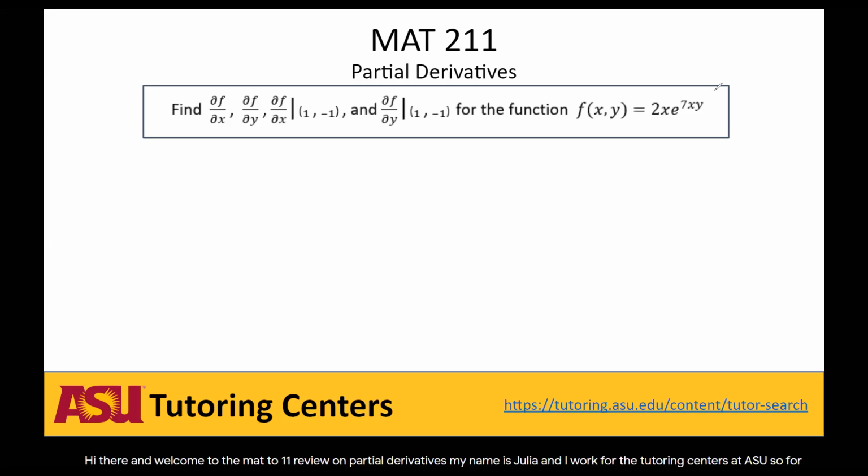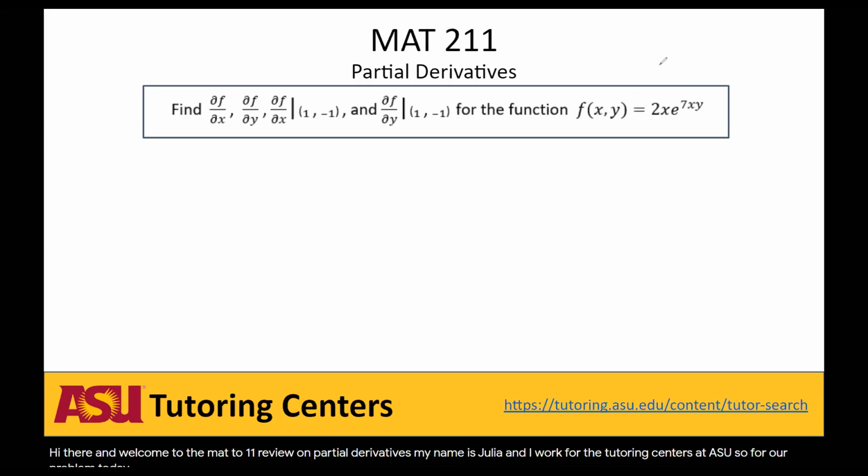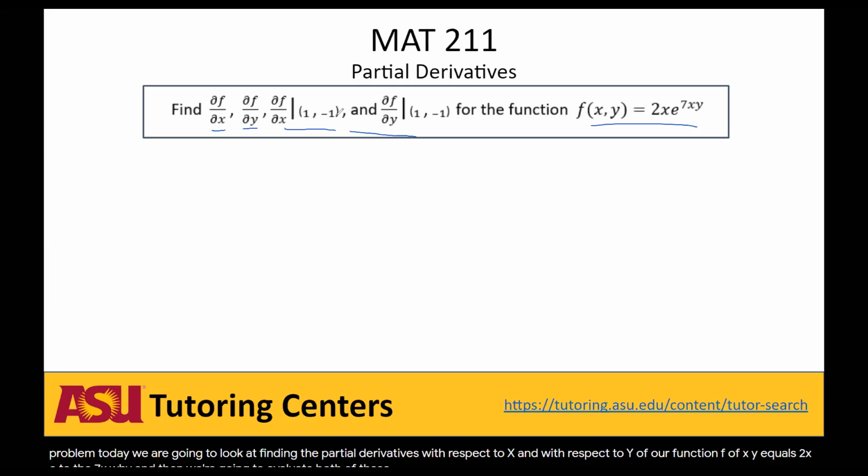So for our problem today, we are going to look at finding the partial derivatives with respect to x and with respect to y of our function f of x y equals 2x e to the 7xy. And then we're going to evaluate both of these at the point (1, -1). So let's start with our partial of f with respect to x.